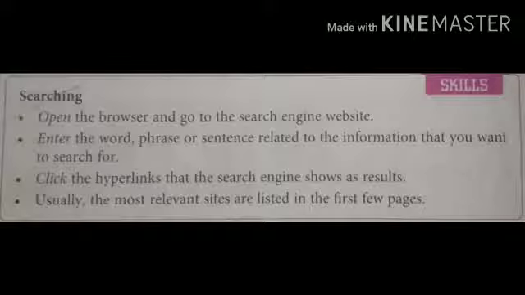Then you have to choose the most relevant sites which suit the phrase or sentence you were searching for. In hyperlinks, you will be able to see what information that particular hyperlink contains. So, accordingly, you can click the particular hyperlink which contains the information you were searching for.